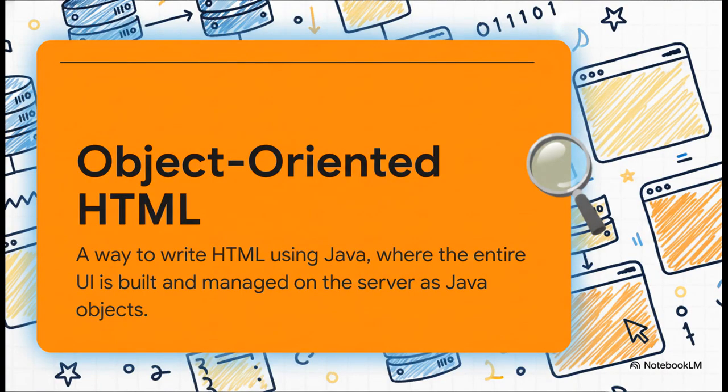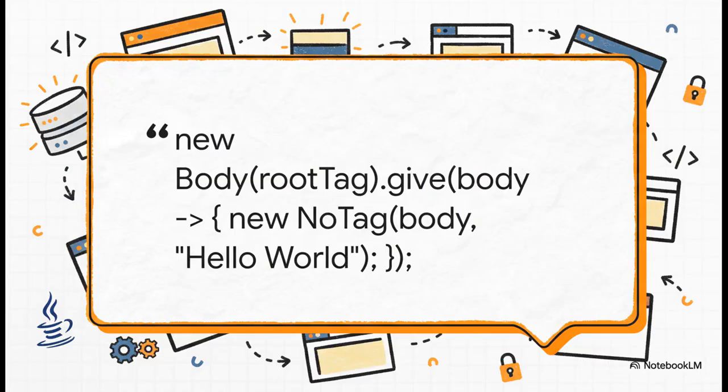wffweb just flips this whole script with a concept they call object-oriented HTML. Instead of writing HTML files or messing with templates, you construct the entire UI by creating Java objects that represent HTML tags. The whole document object model, the DOM, lives on your server as a collection of Java objects. And look, this little code snippet here shows you exactly what we're talking about. Notice, we're not writing strings of HTML. We're creating a new body object and then programmatically giving it a child object, a NoTag, with our text. It's a completely object-oriented, type-safe way to build your view.